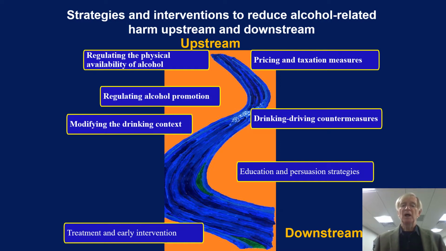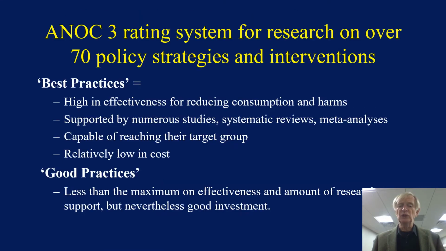So what are the solutions? Well, upstream, we have pricing and taxation measures, and we have a chapter devoted to that. Regulating the physical availability of alcohol, another chapter on that one. Regulating alcohol promotion and marketing is an important area, and that, again, is an upstream source of the damage. Midstream, we have drinking and driving countermeasures, regulations and programs that are designed to modify the drinking context to get people to drink less or to shut off service if they're intoxicated. And finally, downstream, we have education strategies and treatment and early intervention. So we have chapters devoted to each one of these.